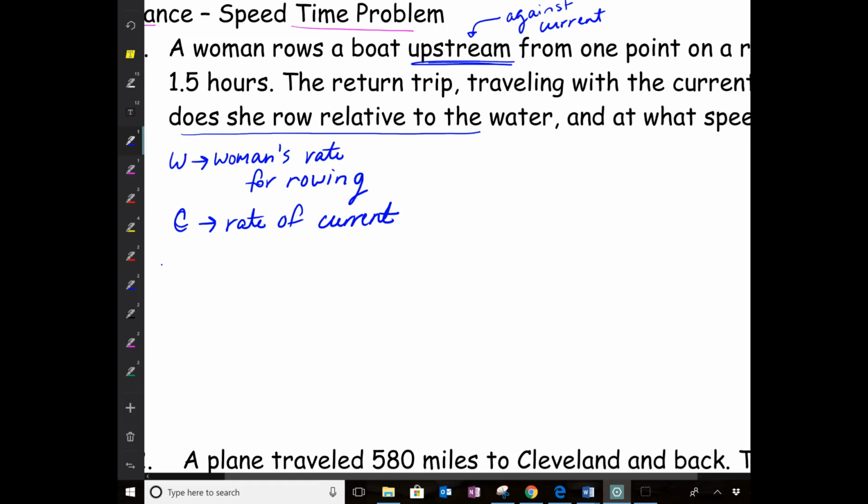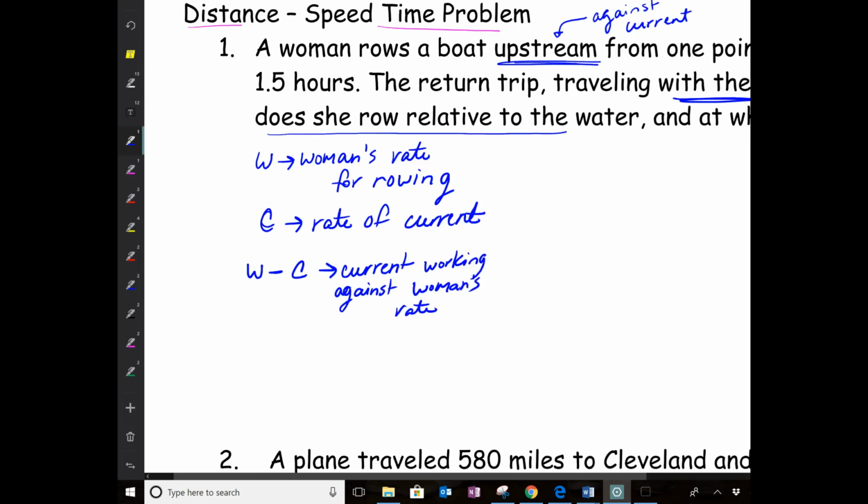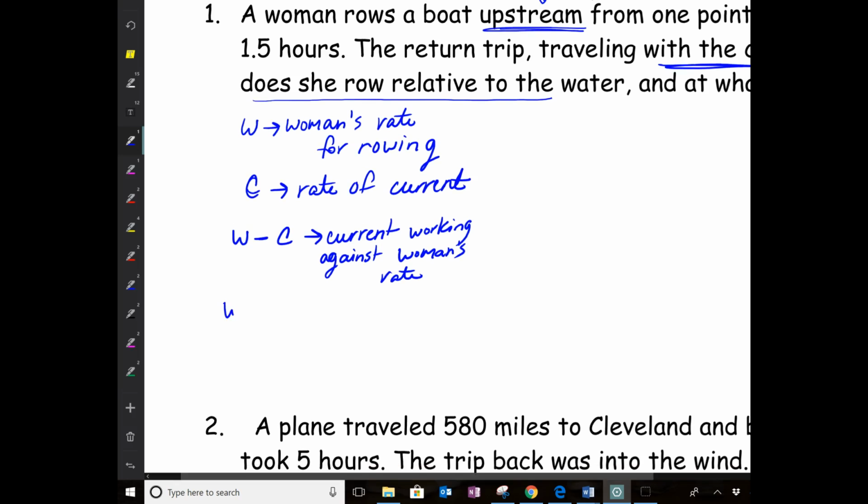So we could take a look at this as W minus C would represent the current working against the woman's rate. The second part of the problem says that the return trip, traveling with the current. So how would we define, in terms of our variables here, the rate with the current? Yeah, so W plus C would be the rate of the woman with the current.